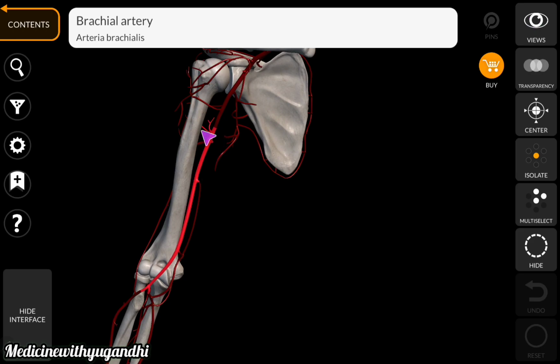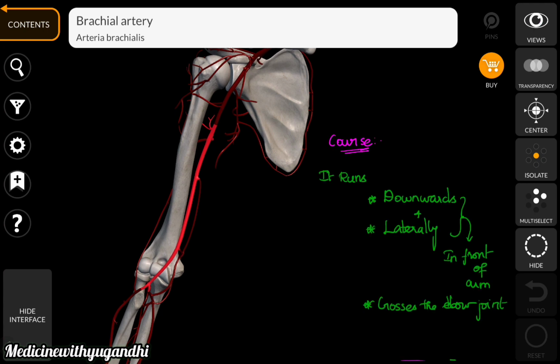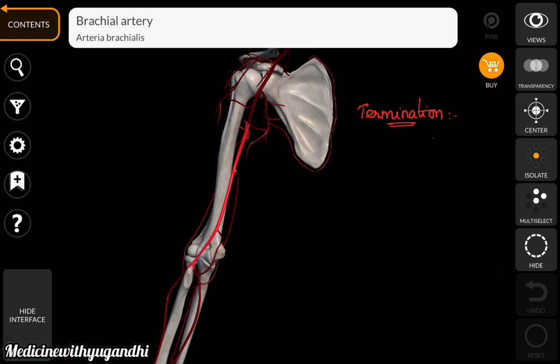Coming to the next topic, the course of the brachial artery. See, this is the brachial artery. It runs downwards and laterally and crosses the elbow joint. Again I am repeating, the brachial artery runs downwards and laterally in front of the arm and crosses the elbow joint.